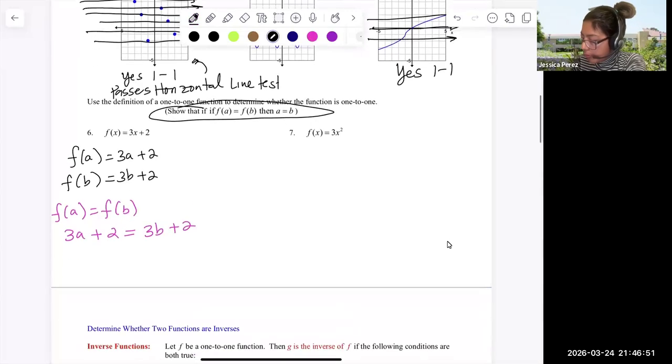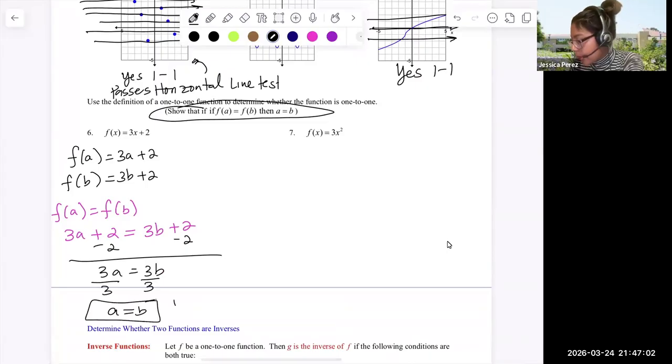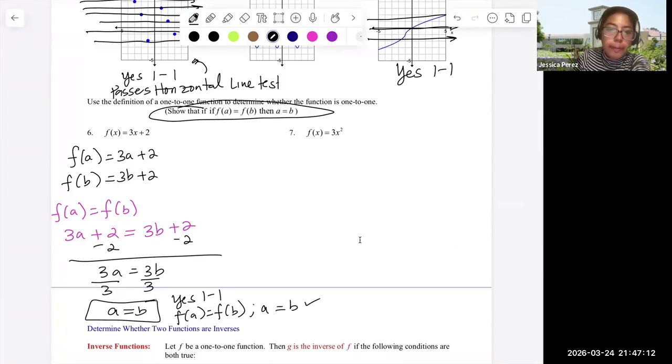Then we solve. We subtract 2 from both sides and get 3a equals 3b. We divide both sides by 3, and we get a equals b. So this is one-to-one, because f of a equal to f of b gives a equal to b. So that works. That is one-to-one.